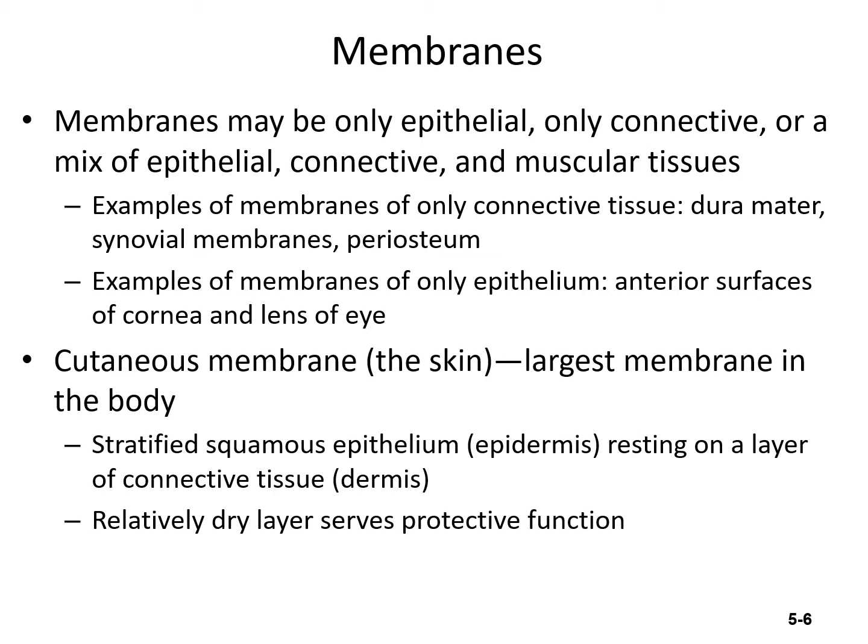Membranes, of course, are oftentimes composed of epithelial tissue, but sometimes they are actually only connective tissue, or they can be a mix of many different types of tissues. So epithelial, connective, and muscular tissues, all of these can make up a membrane, just depending on where this membrane is found and its specific function.